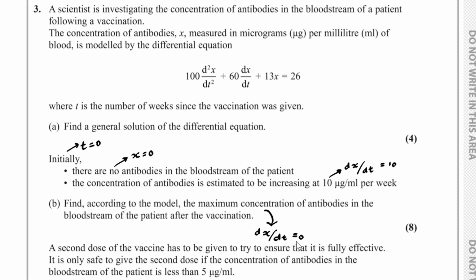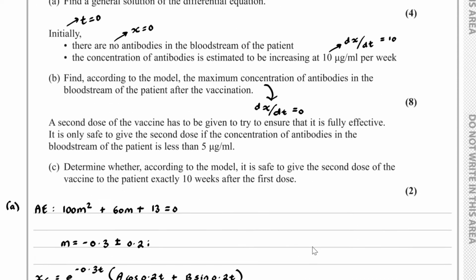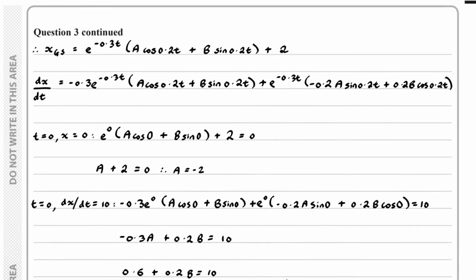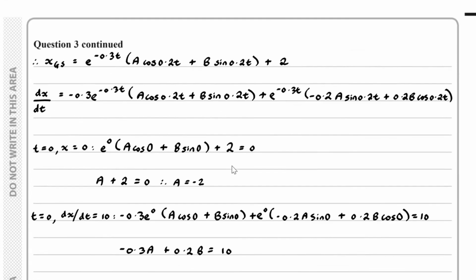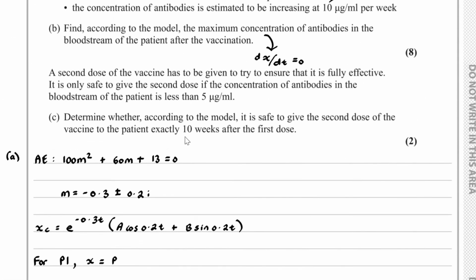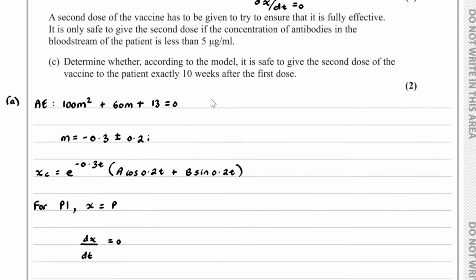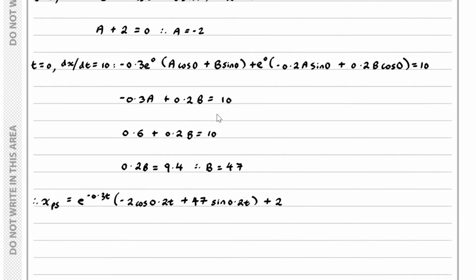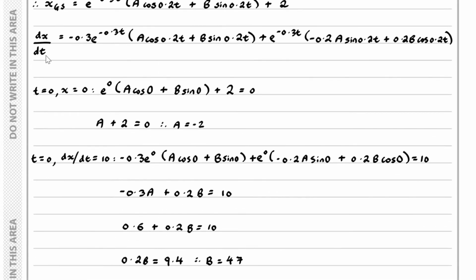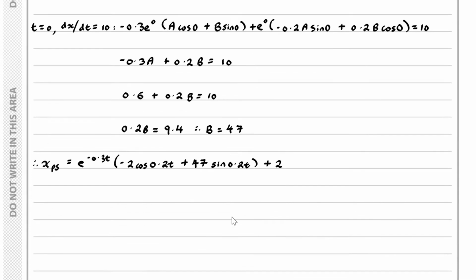What we can do from this is find out what t is, and once we know what t is, we can substitute this into x over here, which will enable us to find, if we go back to the question, the maximum concentration of antibodies in the bloodstream. So before we do anything else, knowing what a and b are, we can find out what dx over dt is. We simply replace a and b with the values we've just found over here.